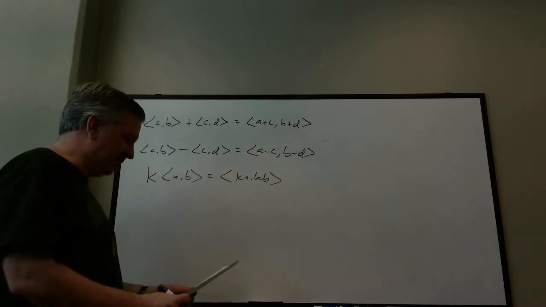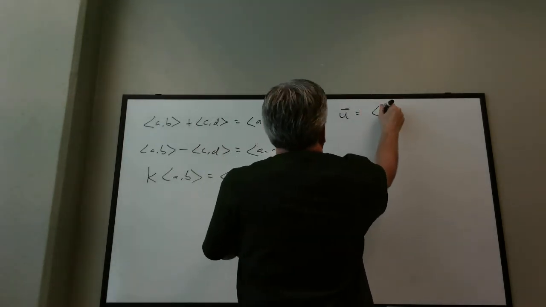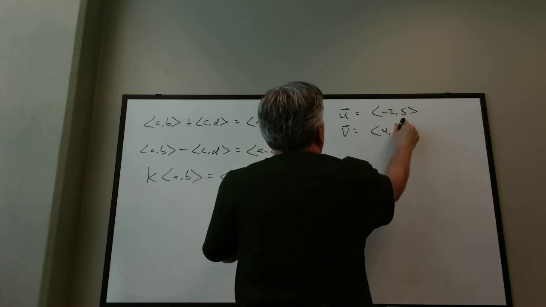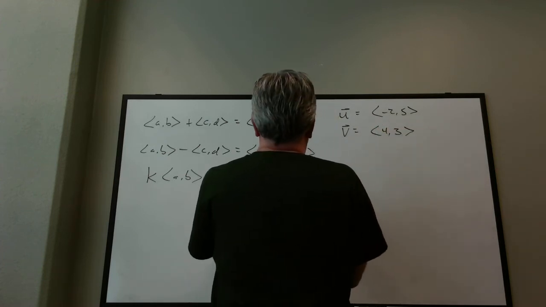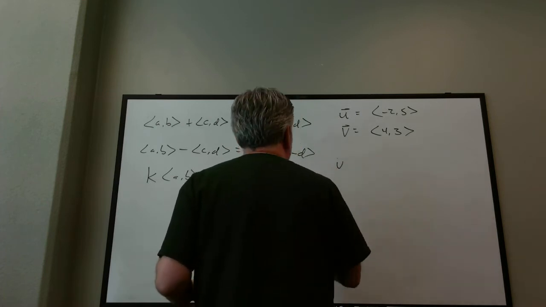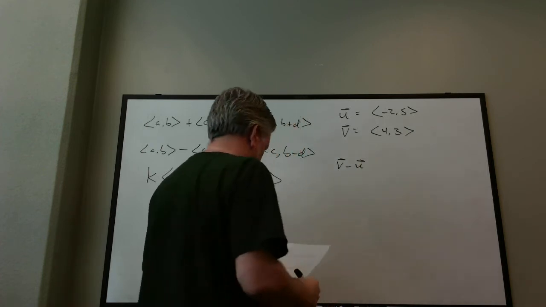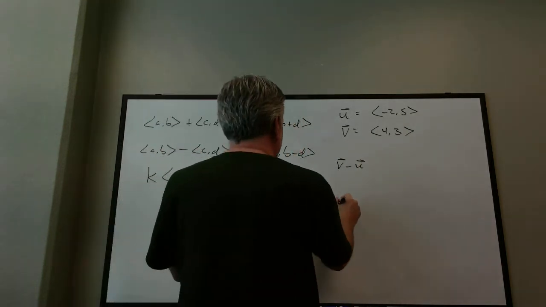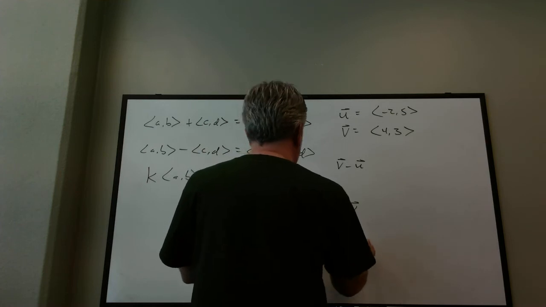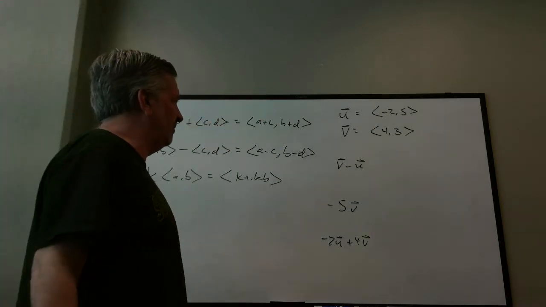Okay, so this is a combination of three problems. Suppose vector u is the vector minus 2, 5. Vector v is the vector 4, 3. Find vector v minus u. Let me write the other problems down: negative 5v, and then negative 2u plus 4v. Those are the three problems, using u and v here.